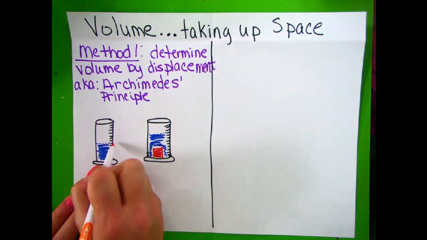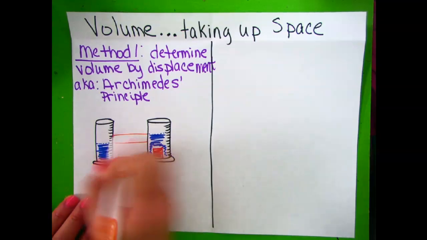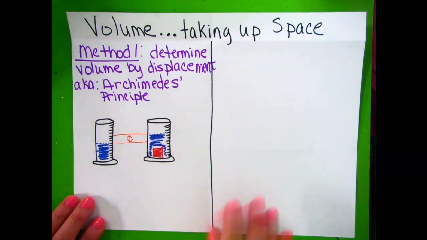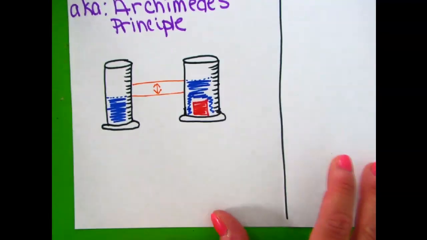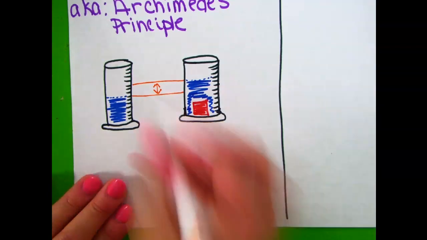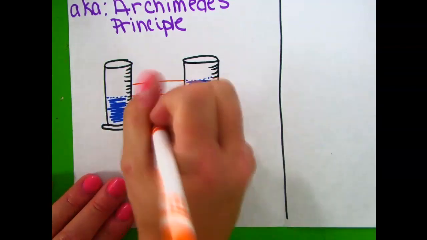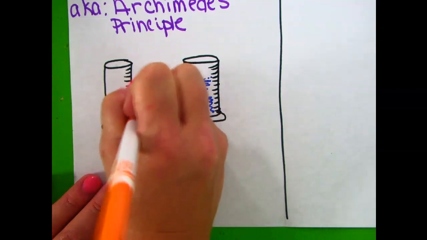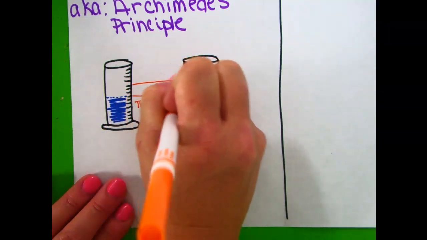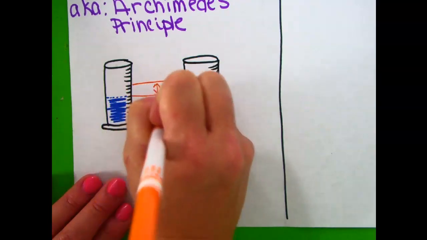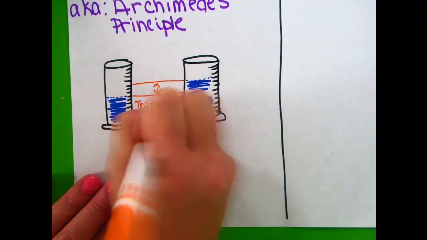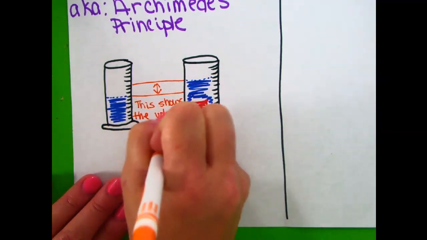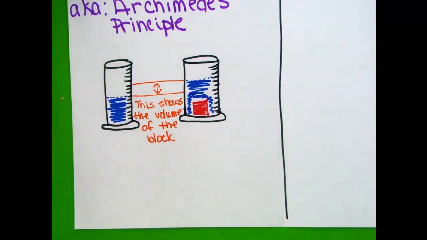So when I show the difference between the water levels, can y'all see that? I'm going to zoom in. The difference between the water levels shows the volume of the block. Okay, so when you drop something in the water, the water level goes up. I'm going to give y'all a minute to write that down.